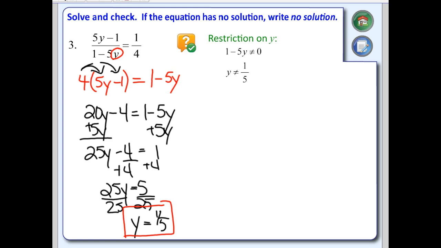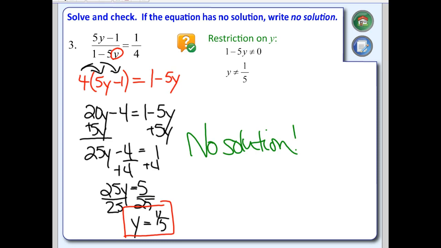Well, guess what my answer was when I did the math? 1/5. So guess what? If y cannot equal 1/5 and my answer is 1/5, this guy right here is going to be no solution. So that's why it's real important to check those restrictions. And again, we only worry about restrictions when I have a variable in the denominator.